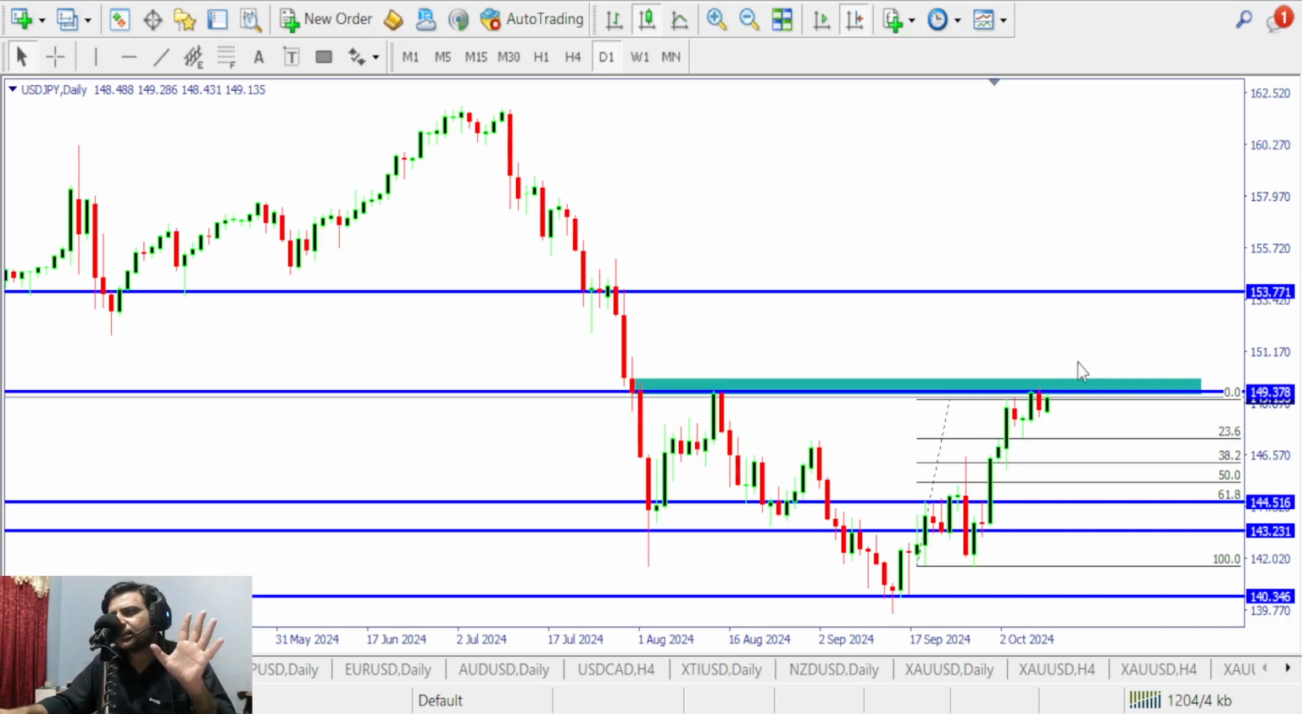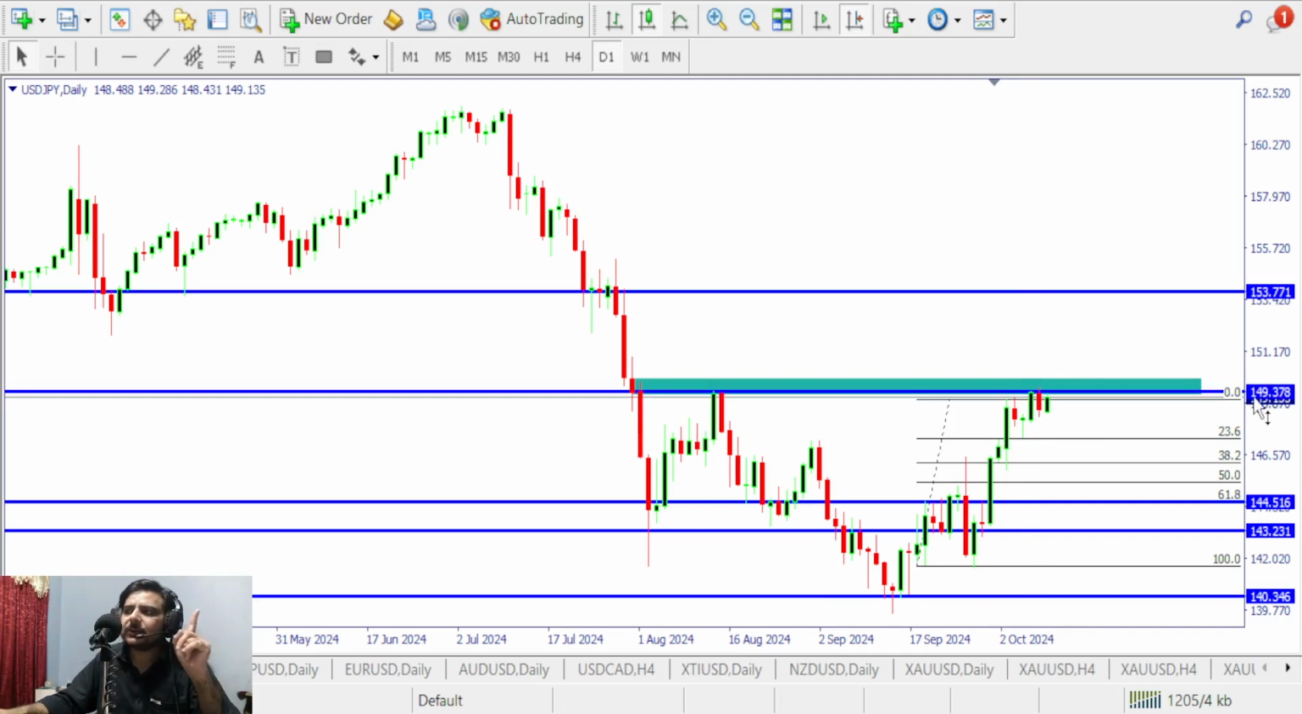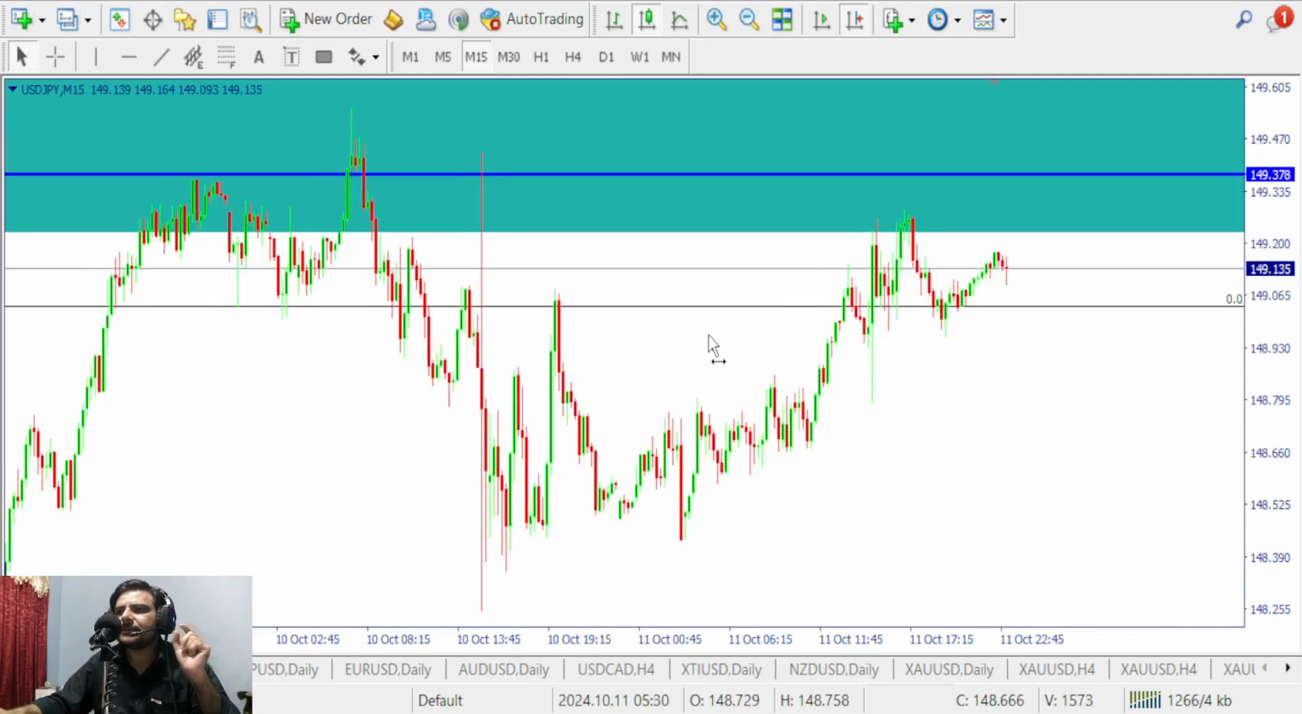So this is the dollar yen, and it also closed below. So unless it is trading below 149.378, it can be traded on a daily basis in the upcoming week on intraday M15, M30, H1 charts to the sell side of the market. Though there will be one thing that you should keep in your mind, and that is this 15-minute chart.